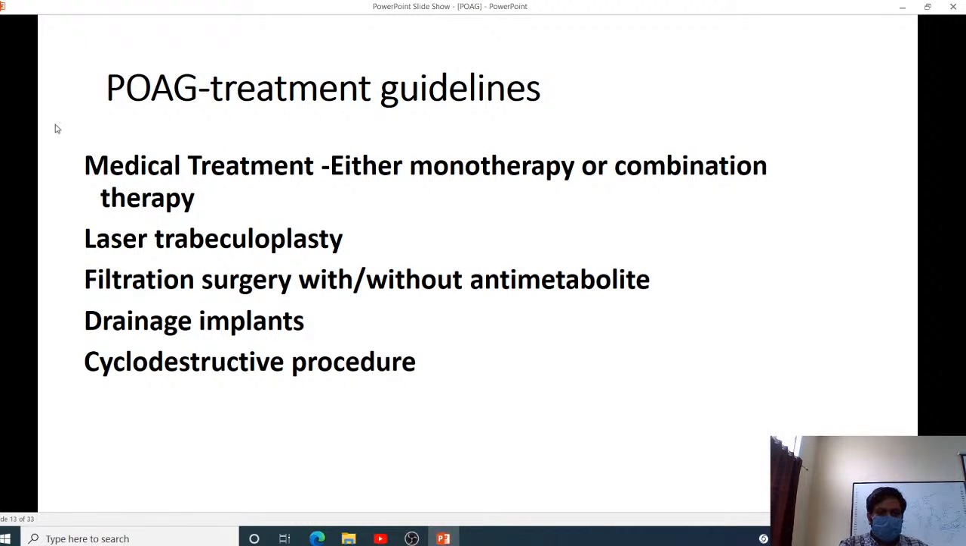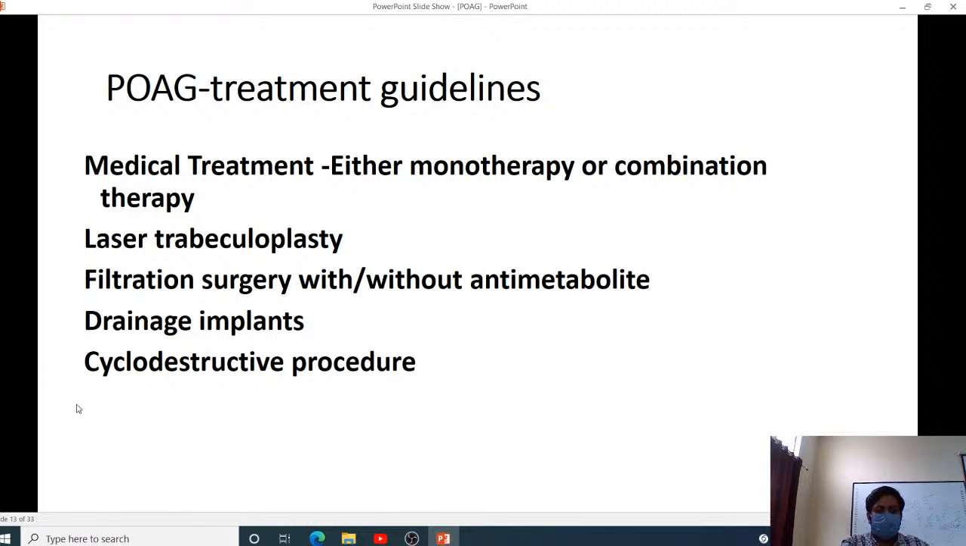So first start with medical therapy, then laser trabeculoplasty. But there are always some patients in whom we have to shuffle the order, but for most patients, 95%, you have to follow this order. We can change this, but it depends on the patient presentation. Third is filtration surgery with or without anti-metabolites. What are anti-metabolites? I'll tell you. Next you go with drainage implant devices, and the last option is cyclodestructive surgery.